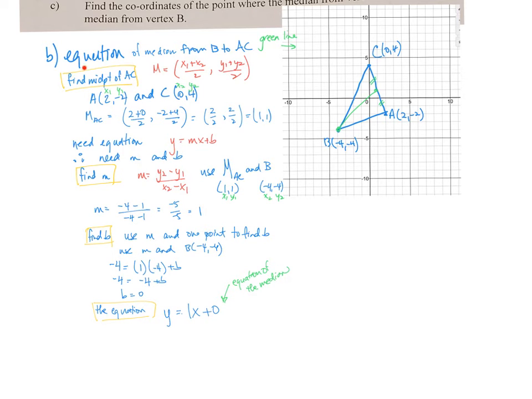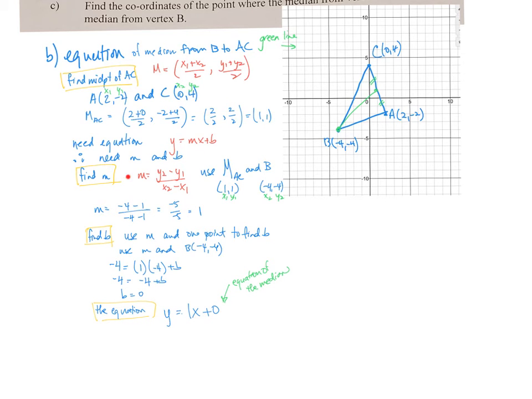So to recap, we wanted the equation of the median from B to AC, B being this vertex, to this line AC. We wanted the equation of this green line. This green line cuts AC in half, so these two segments are equal. To find the midpoint of AC, so that those two segments are equal, we needed to use this formula. We ended up with the midpoint at (1, 1).